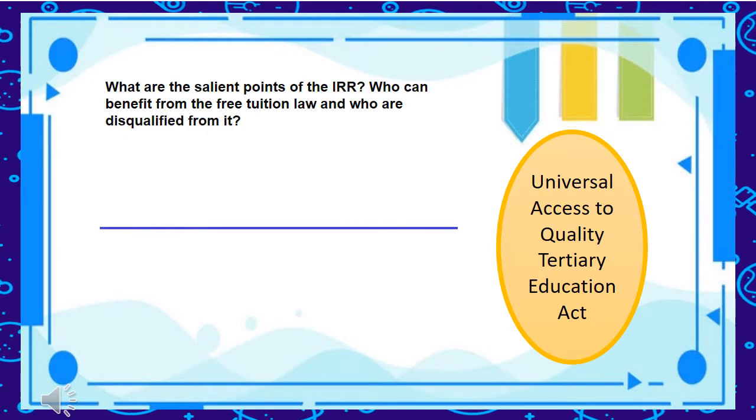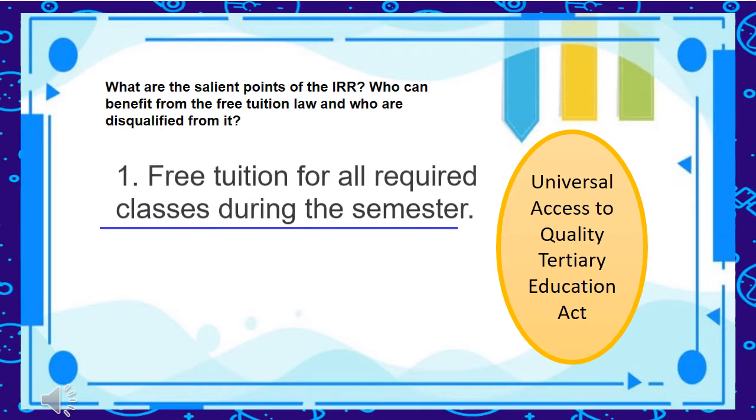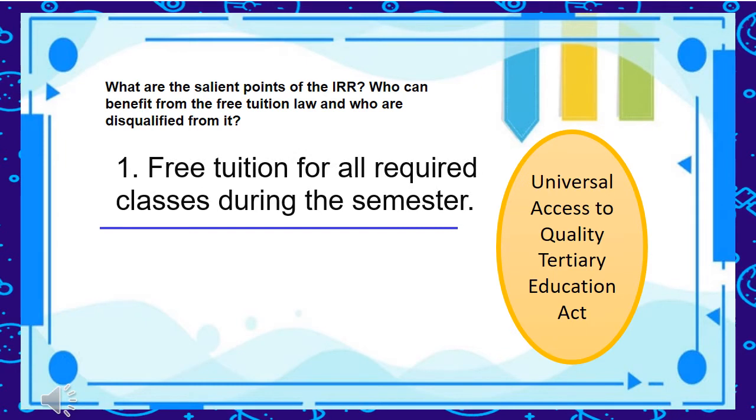What are the salient points of the IRR? Who can benefit from the free tuition law and who are disqualified from it? First one is the free tuition for all required classes during the semester. These classes must be part of the curriculum and are essential in obtaining a degree. Approved petition classes are covered.